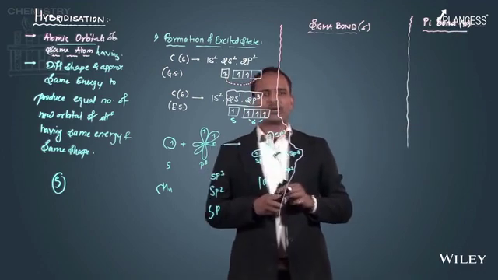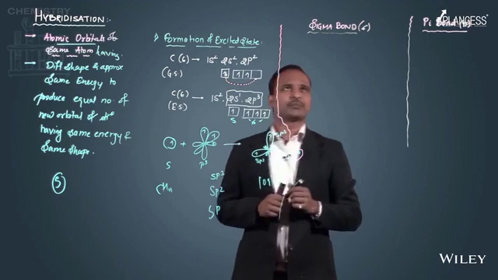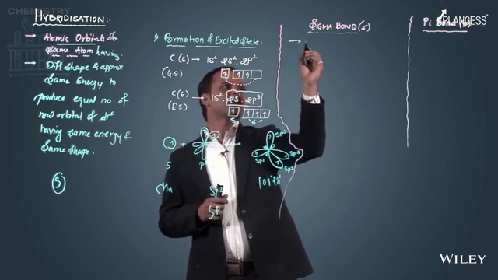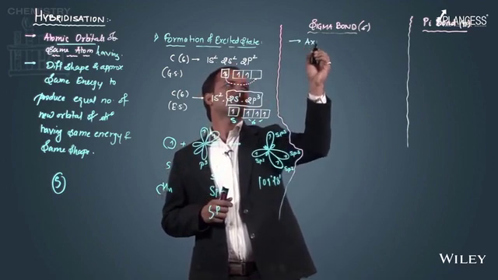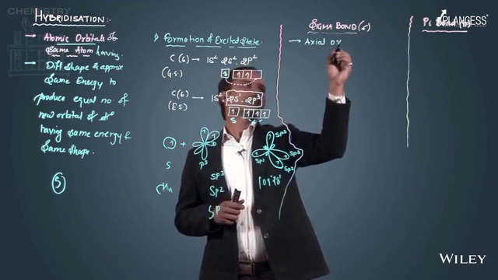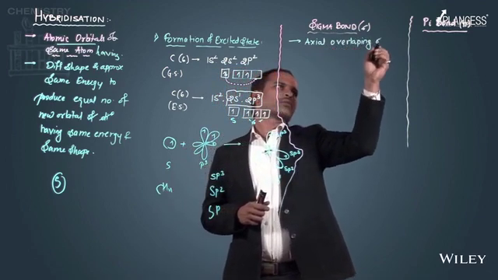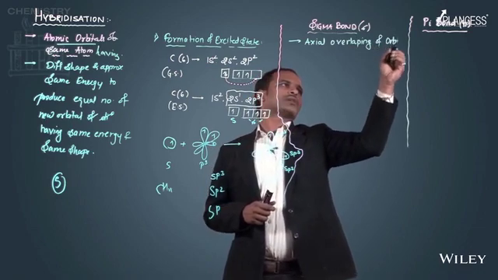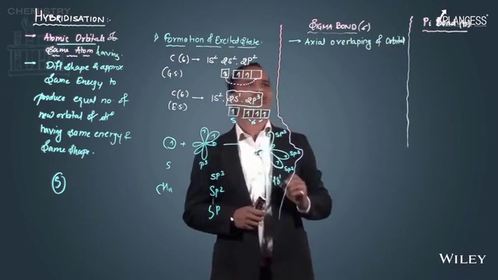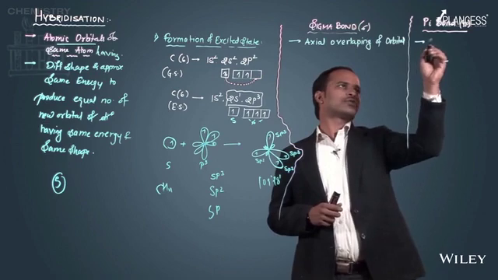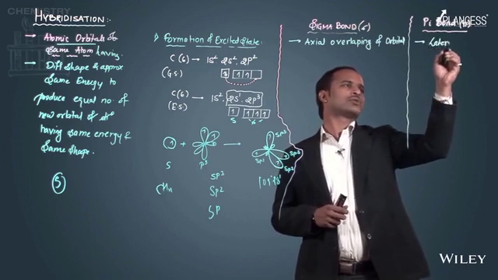Now, what is a sigma bond and a pi bond? Simply, sigma bonds are the bonds which are formed due to the axial overlapping of the orbitals, while pi bonds are formed due to the lateral overlapping.